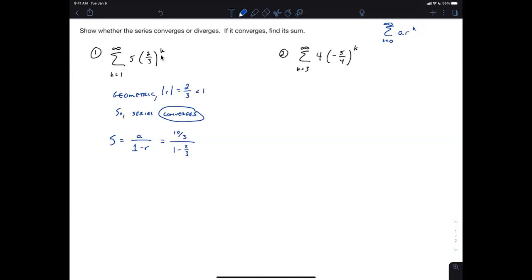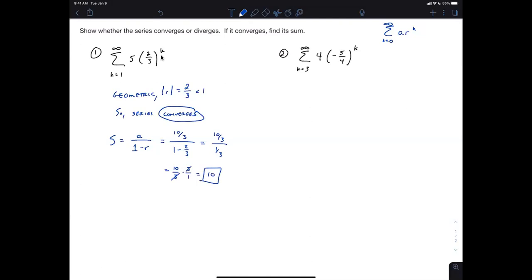All right, so 1 minus 2/3 is 1/3. So we get 10/3 divided by 1/3, and then we flip the bottom and multiply. So we get 10 over 3 times 3 over 1. Here the 3's cancel. So we actually just get 10 over 1 or 10. And so this converges to 10. All right, any questions at all so far?